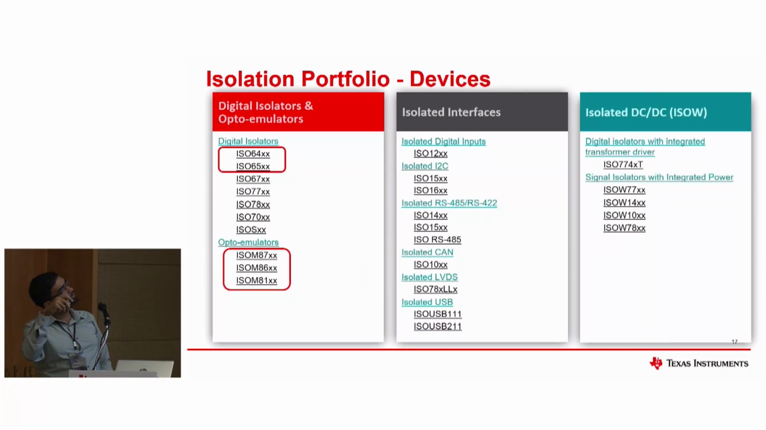So whatever I said just now, these are the device part numbers and families. The digital isolators have these top parts, hero products from isolation, where I'm going to focus on 6.4 and 6.5 for today. And for optoemulators, we have 3 families of devices, each unique in its own way. All 3 serve different purposes. And these are the part numbers for the isolated interfaces and the ISO-Watt series. The isolated DC-DC is called ISO-Watt from TI.